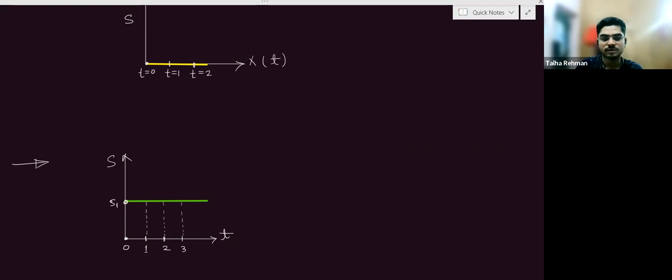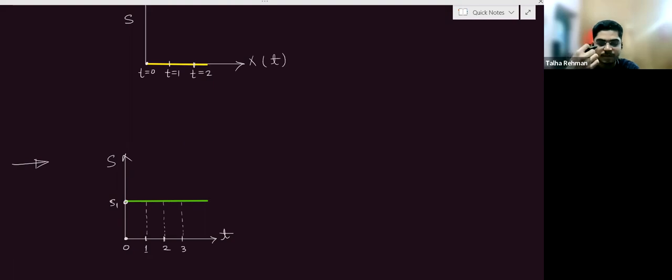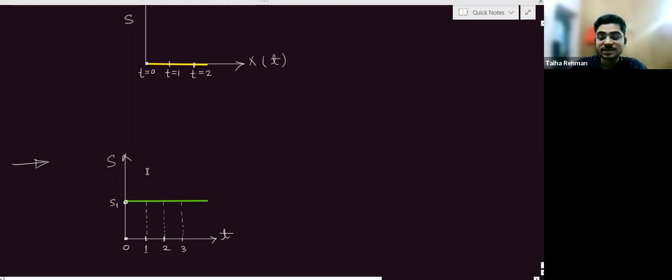What is the meaning? The time increases, but the displacement is staying the same. Okay, very good. This means that initially the body has some displacement, but after some time the body is at rest.